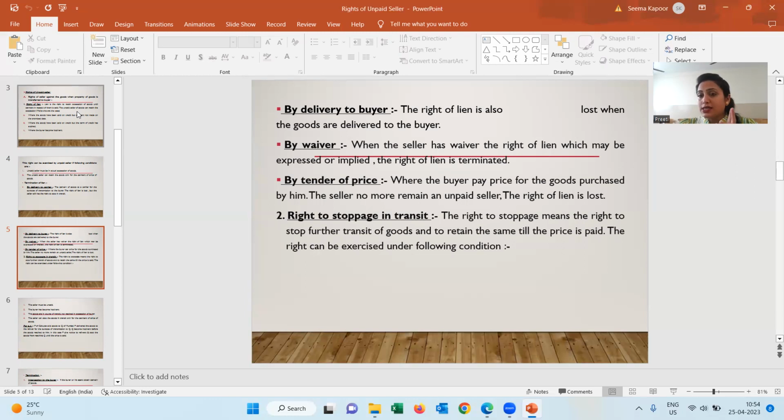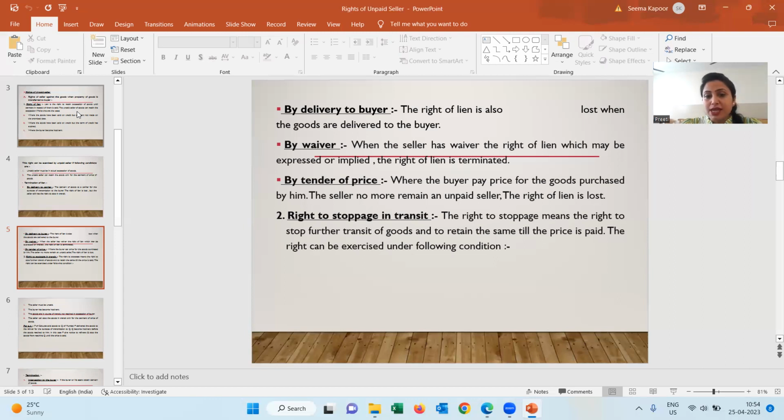Now, if the right of lien is lost by the seller, but the goods are in transit, then he has a second right, that is the right of stoppage in transit. The right of stoppage means the right to stop further transit of goods and to retain them till the price is paid. But for this, the seller has to bring the goods back from transit, and needs to regain possession of the goods.